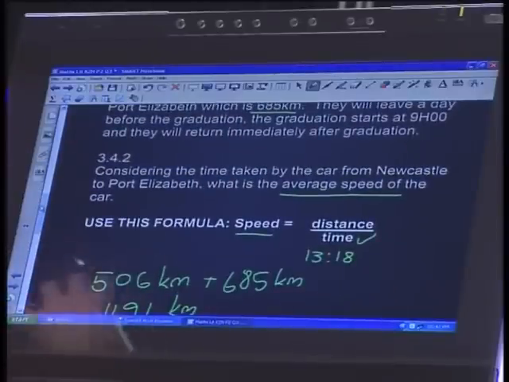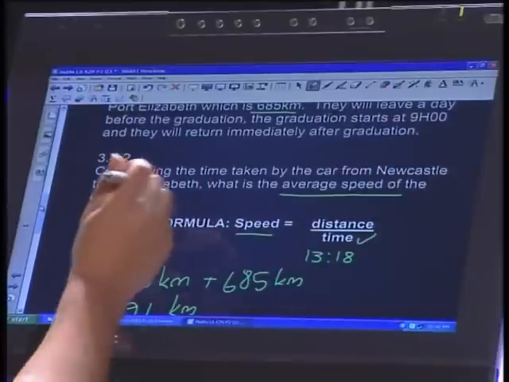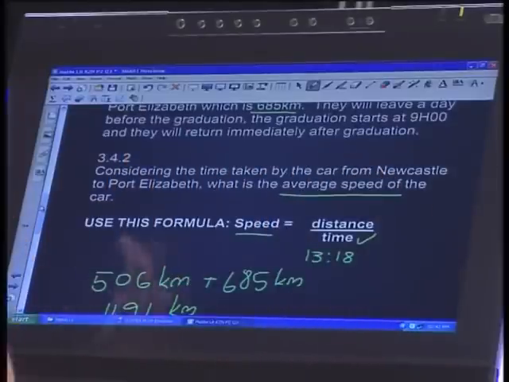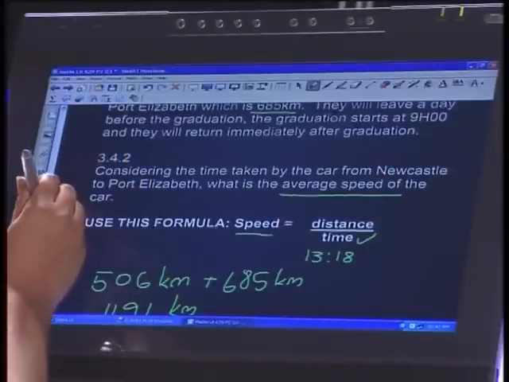Let's just go back and double check the question and check that we have answered the question correctly. And this is another good habit to get into. Double check your questions. Make sure you've answered exactly what they ask you. So considering the time taken by the car from Newcastle to Port Elizabeth, what is the average speed of the car? Well, I have calculated that. I have got my average speed and it is in kilometers per hour.